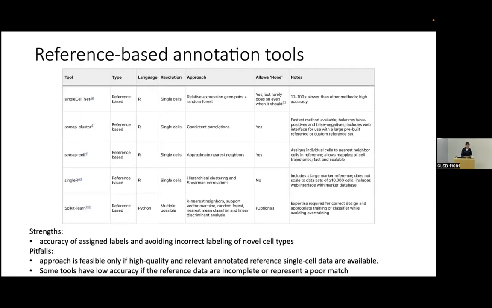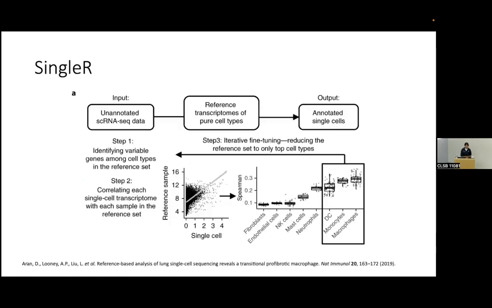And there are also reference-based annotation tools, where I'm going to provide SingleR for this workshop, and the strength is that it's very accurate in the assigned label, and it avoids incorrect labeling of novel cell types. But the approach is feasible only if high quality and relevant annotated reference single-cell data are available. And some tools have low accuracy. So for SingleR, I'm not going to go into detail of how it's used.